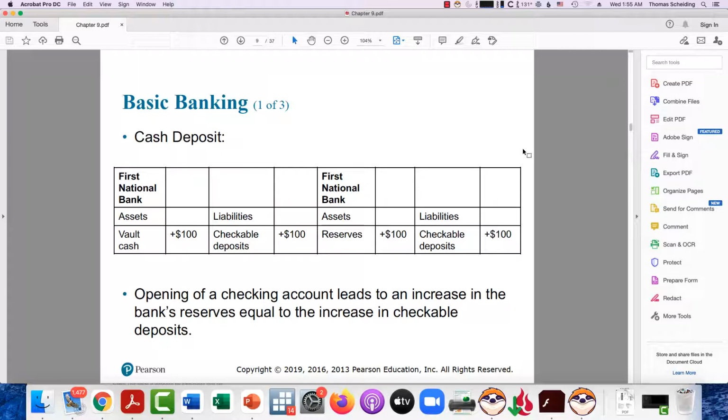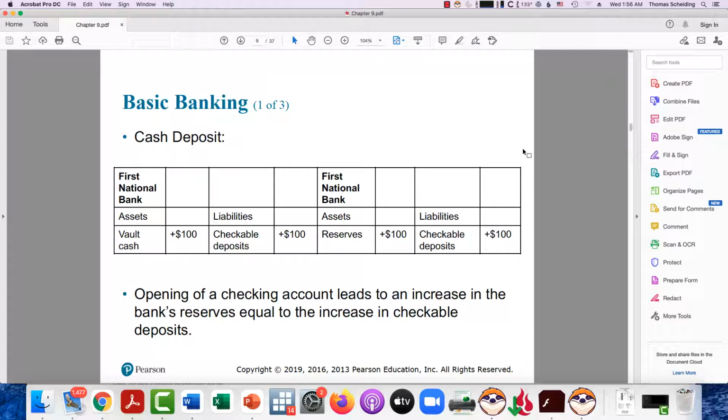Now, you may have looked at this before in Econ 131, about how banks create money in terms of the lending process. How does the money supply increase? Let's just quickly review it here. Let's say an individual deposits $100 in cash that they found in a book on their bookshelf, and the person goes to the First National Bank and deposits it in their checking account.